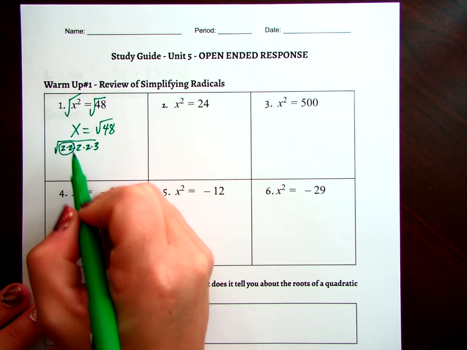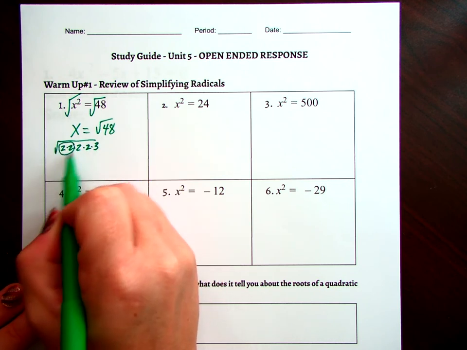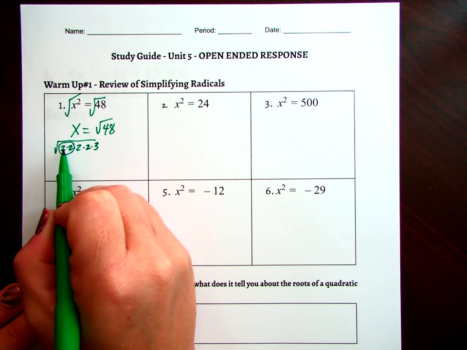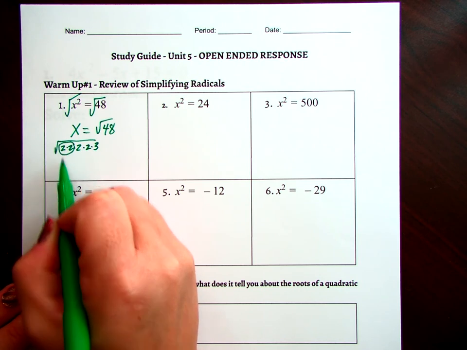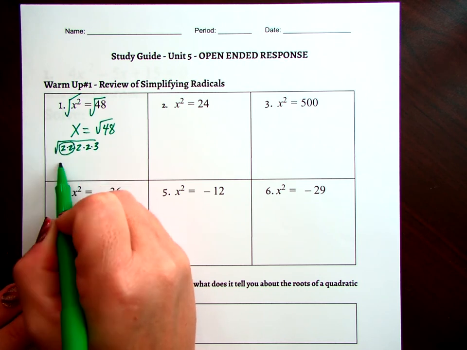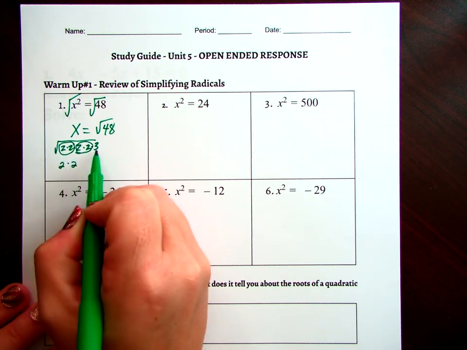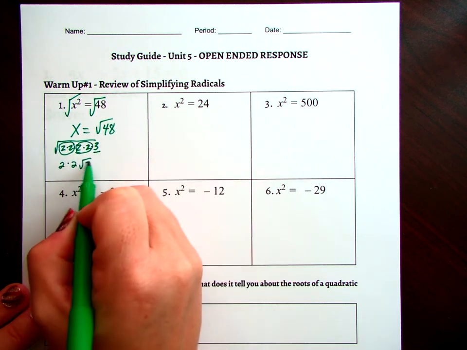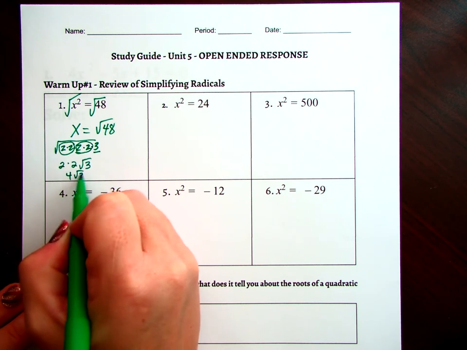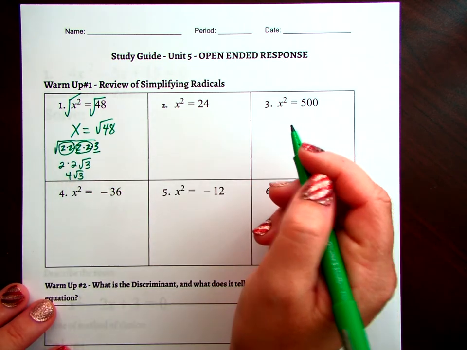Then we're hunting for perfect squares, for pairs, because 2 times 2, or 4, the square root of 4 is just 2. If we have a pair, we can pull that number out. If we have another pair, we can pull that number out. And whatever doesn't have a pair is going to stay underneath. This final simplified radical is 4 root 3.